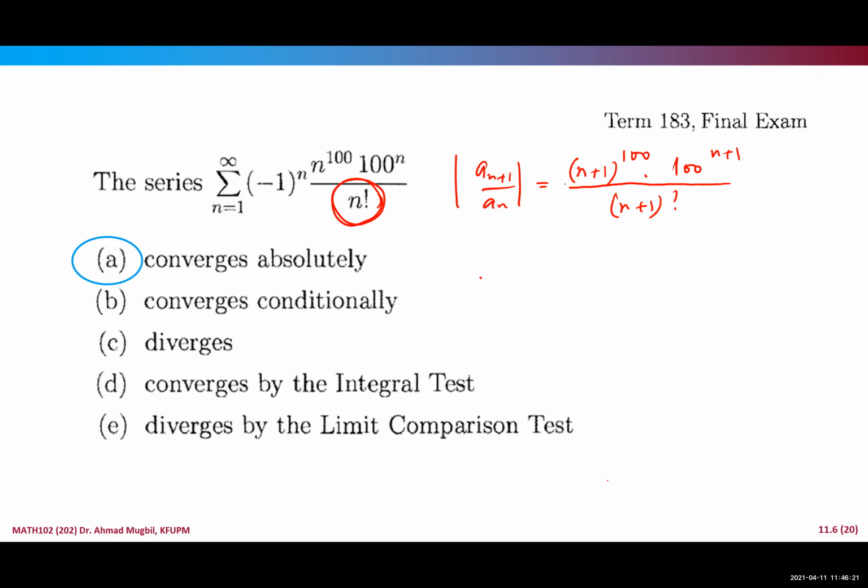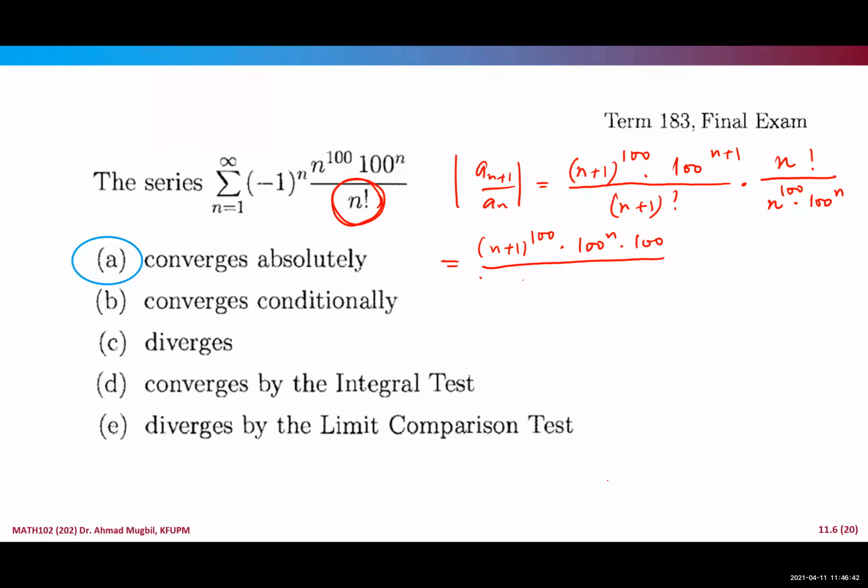This is a_{n+1} multiplied by the reciprocal of a_n. What is the reciprocal of a_n? It is n factorial over n^100 times 100^n. Now, in the next step, you will simplify. This will be (n+1)^100 times 100^n times 100 over (n+1) factorial. As I showed you before, it is (n+1) times n factorial. And here we have n factorial over n^100 times 100^n.